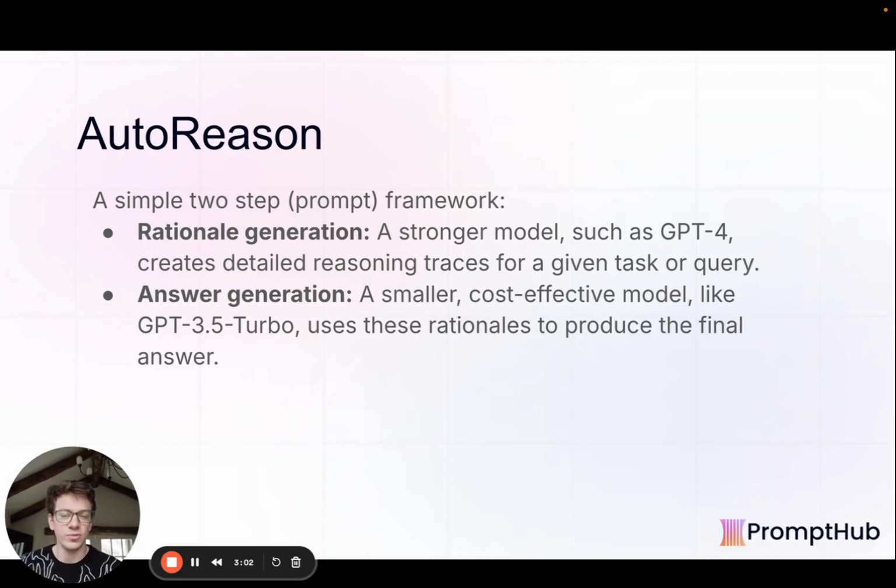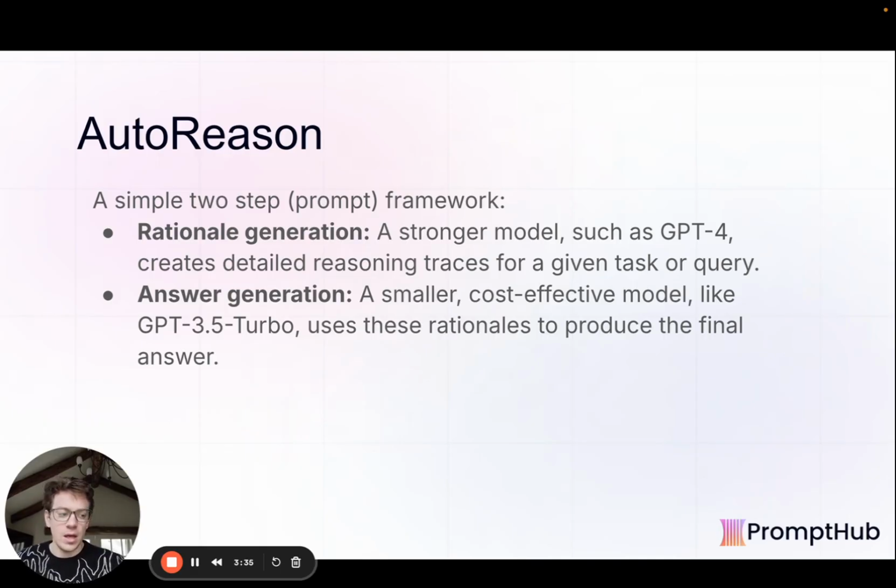It's a two-prompt framework. The first prompt takes any given task or query and says, hey, break this down into reasoning steps, and it gives some few shot examples. So there are some examples already built into the rationale generation. And then the second one is pretty straightforward. You take the original query and the reasoning traces, and that should hopefully give you an output, because you've outlined some of the key steps for the model to walk through to reason.